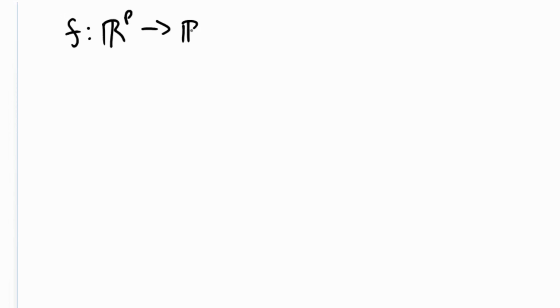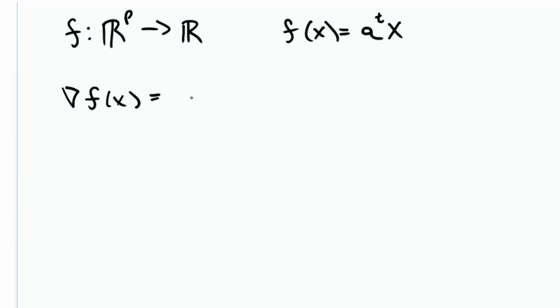As a first useful fact, consider a function f from Rp to R that is linear, so that f of x equals A transpose times x. In this case, the gradient of f, the collection of element-wise derivatives with respect to x, is simply equal to A.